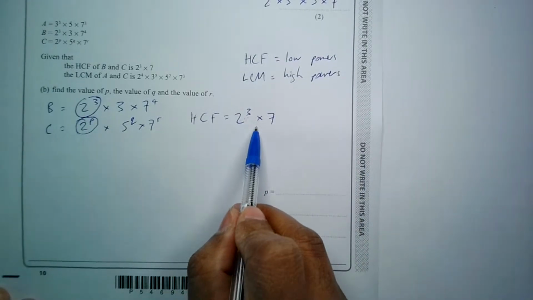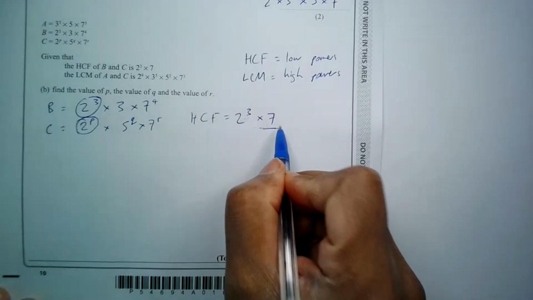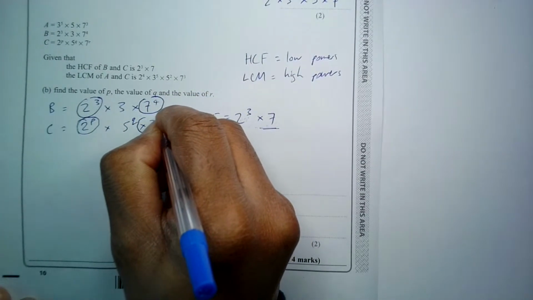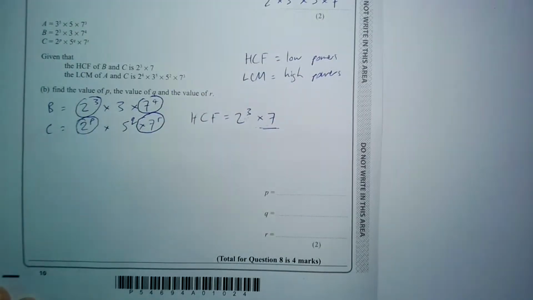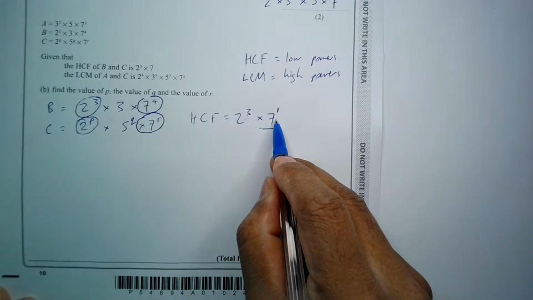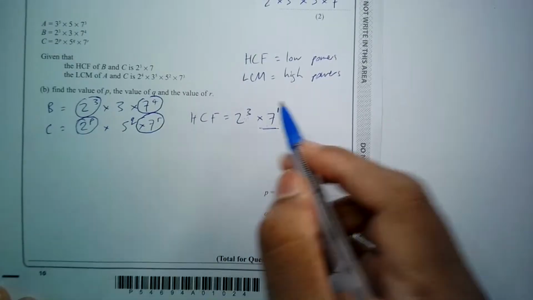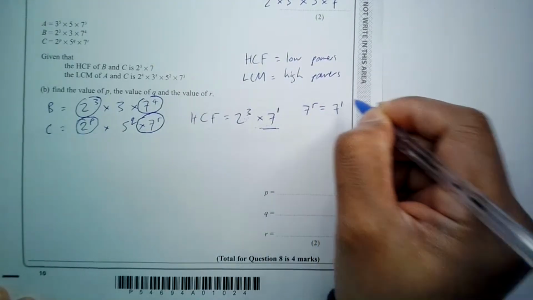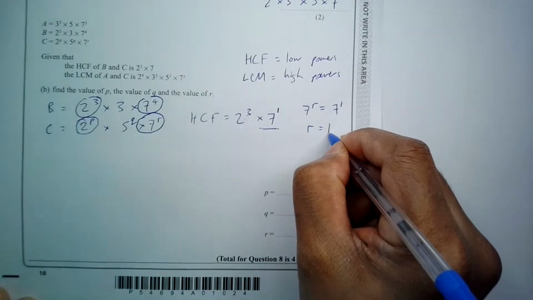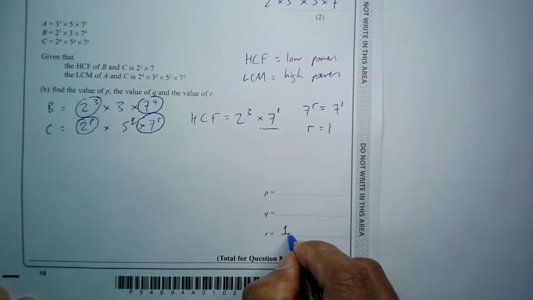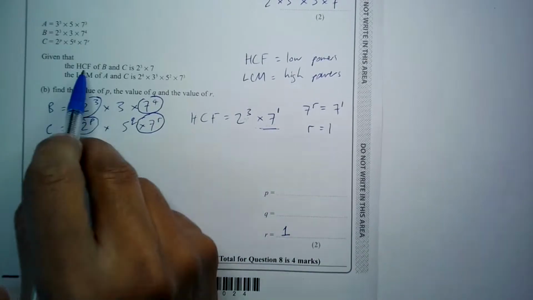If we look at the 7 now, this is 7 to the power 4 and 7 to the power r. When we have 7, there's an invisible 1 there. So 7 to the power 1 is the lower power, which means 7 to the power r equals 7 to the power 1. So our r equals 1. So that is done, r equals 1. Let's go to the next one.